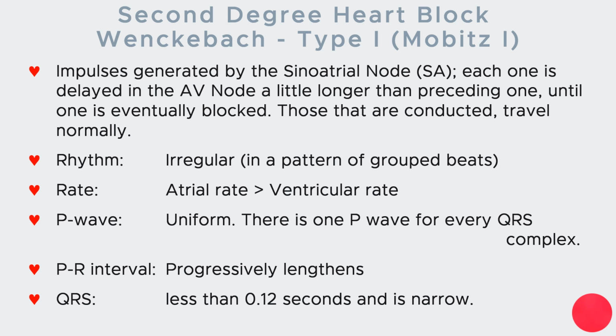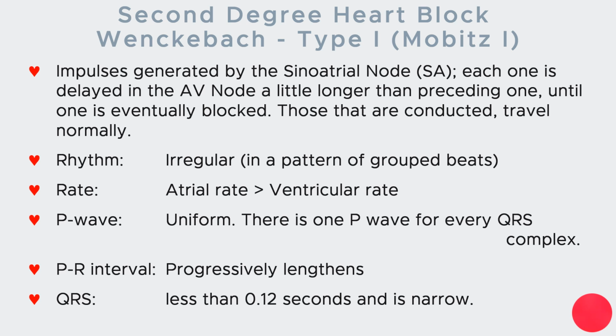Those that are conducted to the ventricles go normally through the conduction system. When looking at the rhythm, it is generally irregular. However, it is often in a pattern of grouped beats, kind of a footprint that repeats itself. When looking at rates, your atrial rate will be greater than your ventricular rate, since there are some atrial beats that do not have a QRS complex following it.